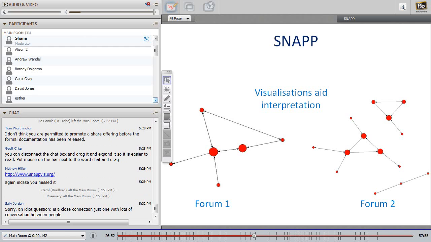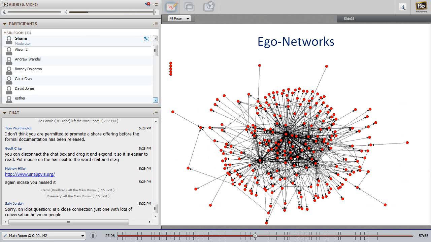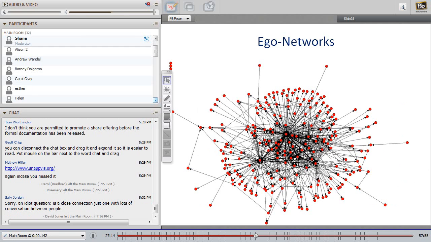Sally asked a question there: is a close connection just one with lots of conversation between people? No, it can be a close connection. The way I refer to it is either close in terms of the center of the network, something like this, or it could be a separate cluster, but people are quite close to each other in that they're having a deep conversation. There's a lot of connectivity there.